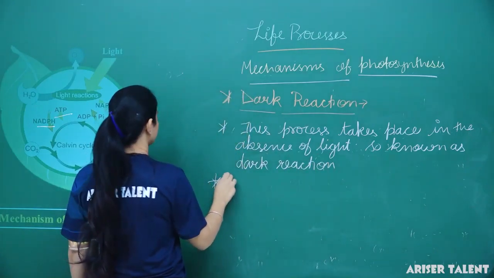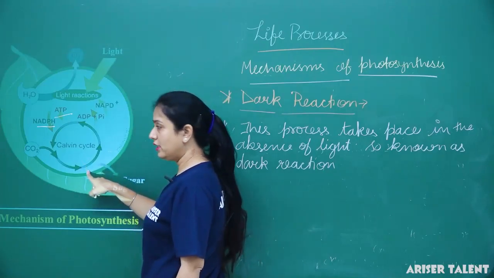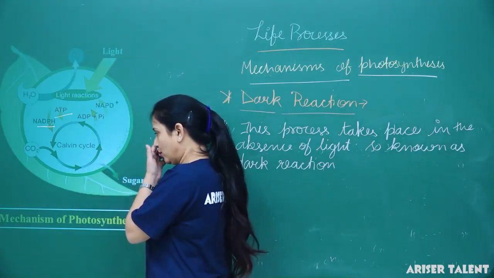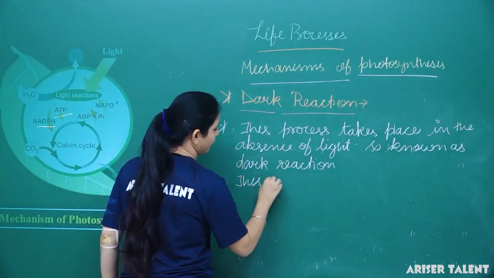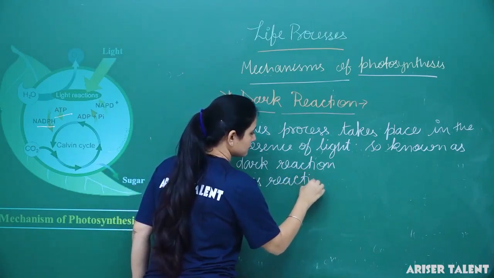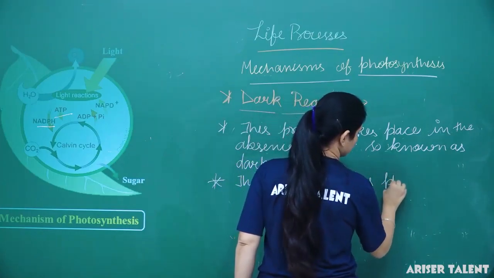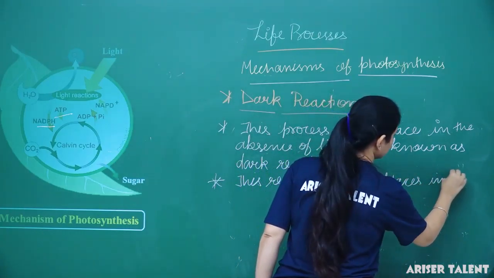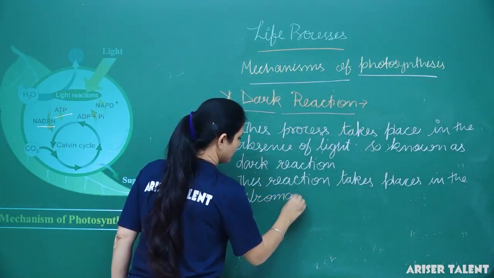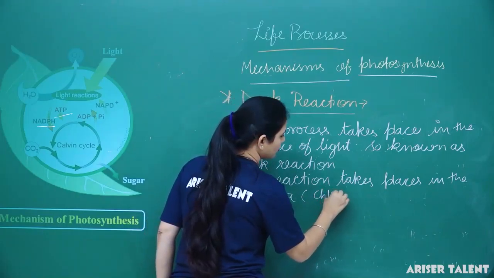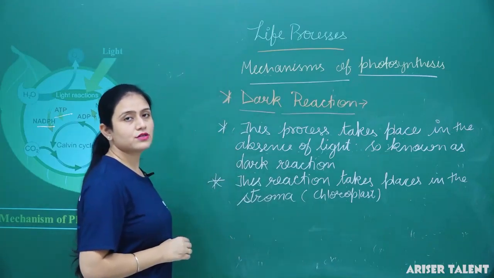Okay, in this process, as I showed you, carbon dioxide is taken by the leaf, and this part of the chloroplast is known as stroma. Generally, this reaction takes place in the stroma. Okay, meaning the part of the chloroplast.